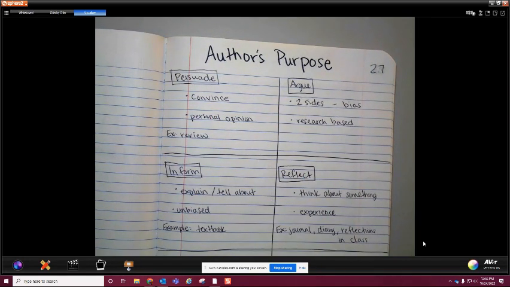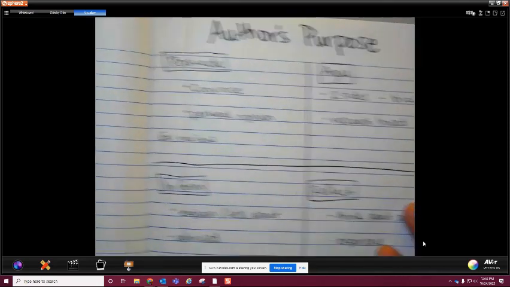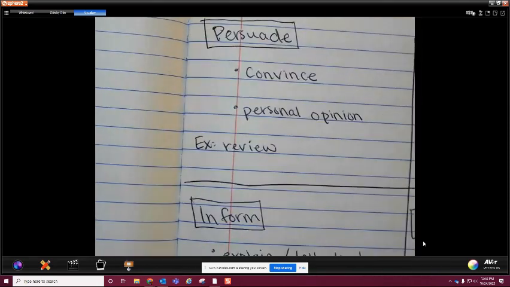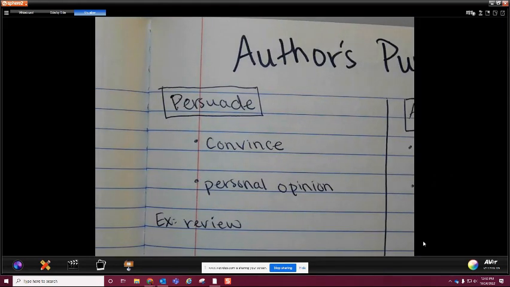I'm going to zoom into each of them. There's actually a fifth one on here that you can't see right now, but I will zoom into each of them and talk through them. You'll need to make sure these notes are taken. Okay? So the first one is persuade. Persuade is to convince. It's a personal opinion, and it could be considered a review of some sort.